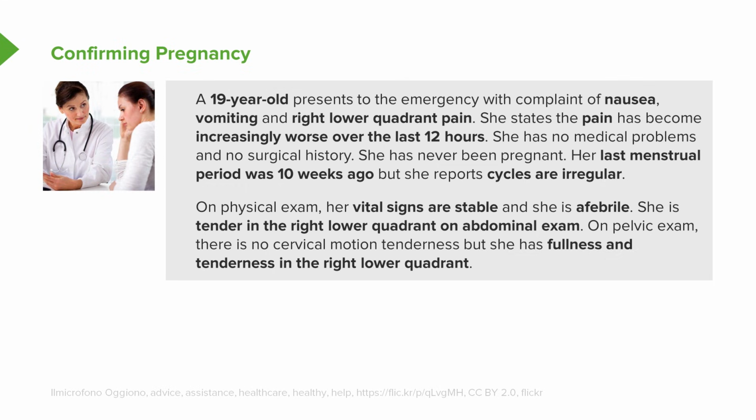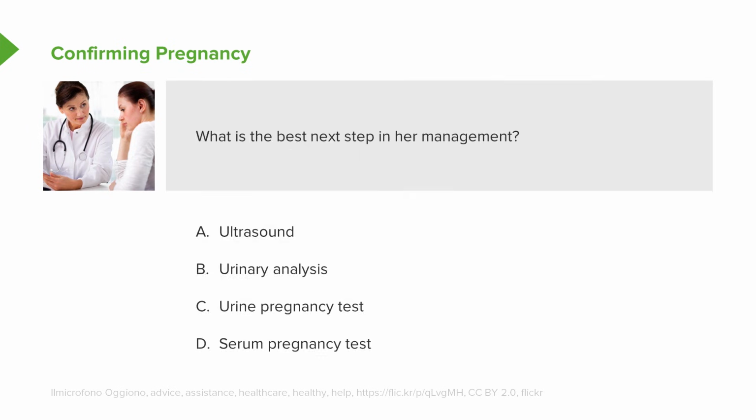She has no medical problems, no surgical history. She's never been pregnant. Her last menstrual period was 10 weeks ago, but she reports cycles are irregular. On physical exam, her vital signs are stable and she is afebrile. She is tender in the right lower quadrant on abdominal exam. On pelvic exam, there is no cervical motion tenderness, but she has fullness and tenderness in the right lower quadrant.